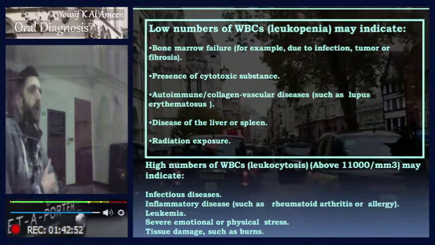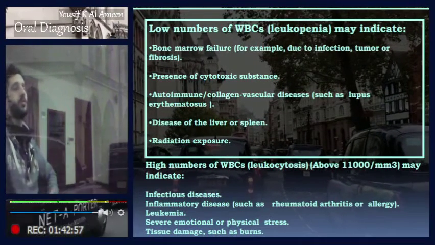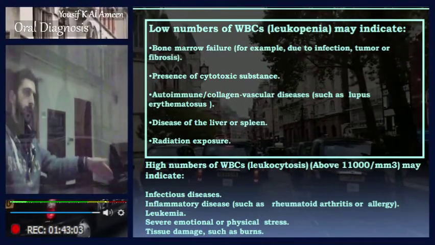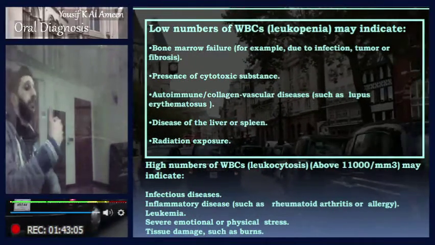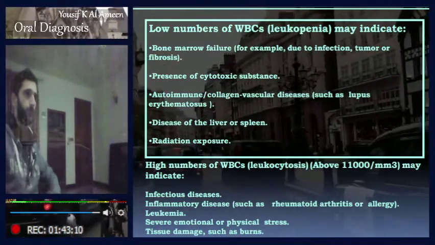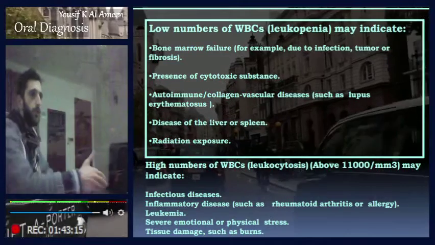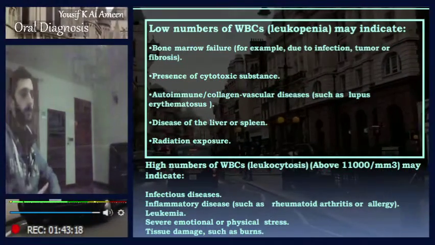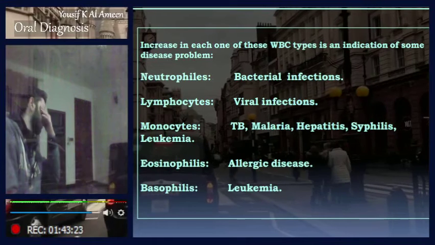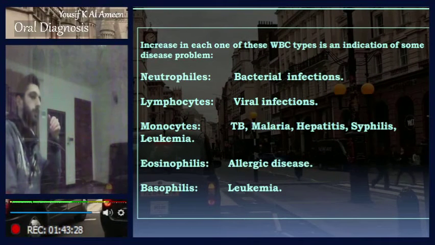High numbers of white blood cells, leukocytosis above 11,000, could be an indication of infectious disease, inflammatory disease, leukemia, severe emotion, physical stress, and tissue damage. We also talked about this before in this slide. We have said something about white blood cells being elevated.